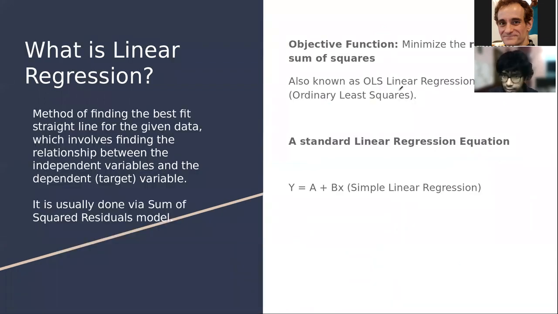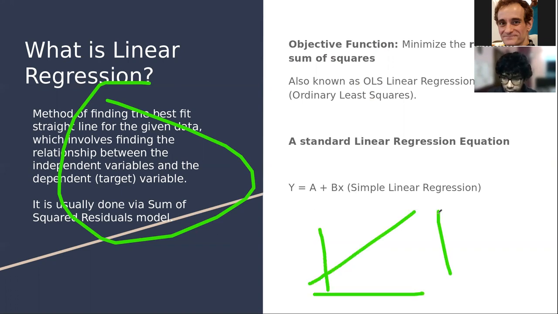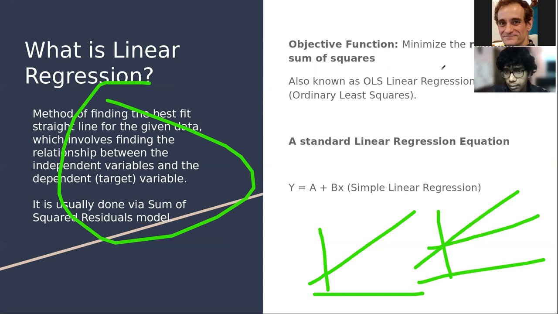Now, what is linear regression? It is a method of finding the best straight line for given data. This is already something you know, right? Basically, you have a bunch of points and you need to find the best suiting straight line. So is this line a better fit? Or this line? Or this line? It depends on the minimum residual sum of squares.